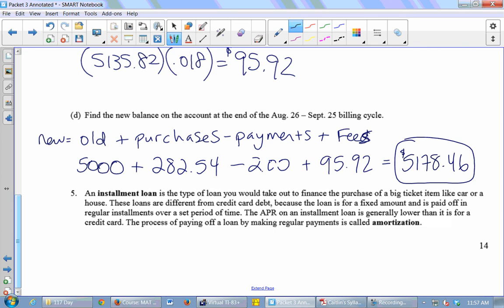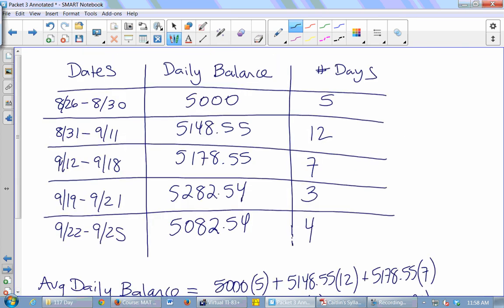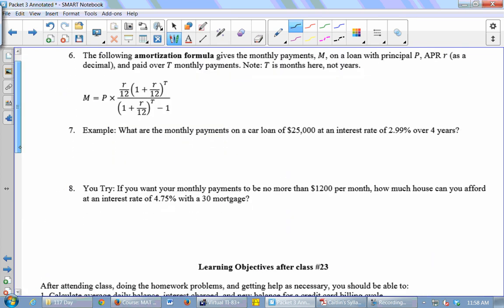and the process of paying off a loan by making regular payments is called amortization. All right, this is the amortization formula, right? It looks bad, but the only variables in it are P, the amount of the loan, right, your initial principal.